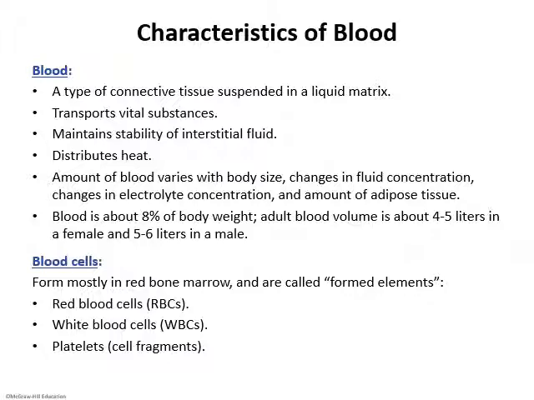So if you take other connective tissues, for example, bone, you're going to have the cells, the bone cells, surrounded by calcium, different connective tissue fibers, okay, which is its extracellular matrix. So blood does count as a connective tissue due to this liquid matrix.